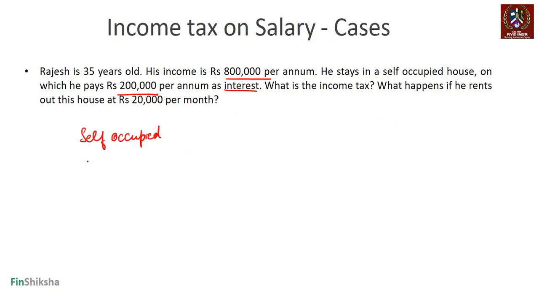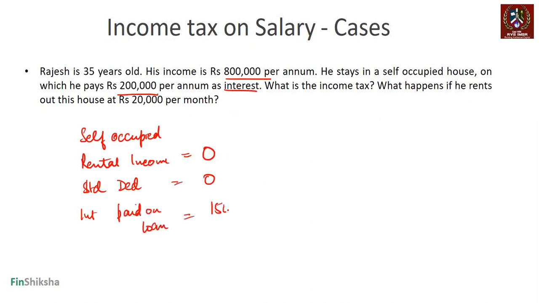Remember, what is rental income? That's zero. And because there's no rental income, there's no standard deduction either. That will be zero. And interest paid on loan can be subtracted, but only up to 1.5 lakhs. He's paying 2 lakhs, but only up to 1.5 lakhs can get subtracted. So your loss from house property is minus 1.5 lakhs.